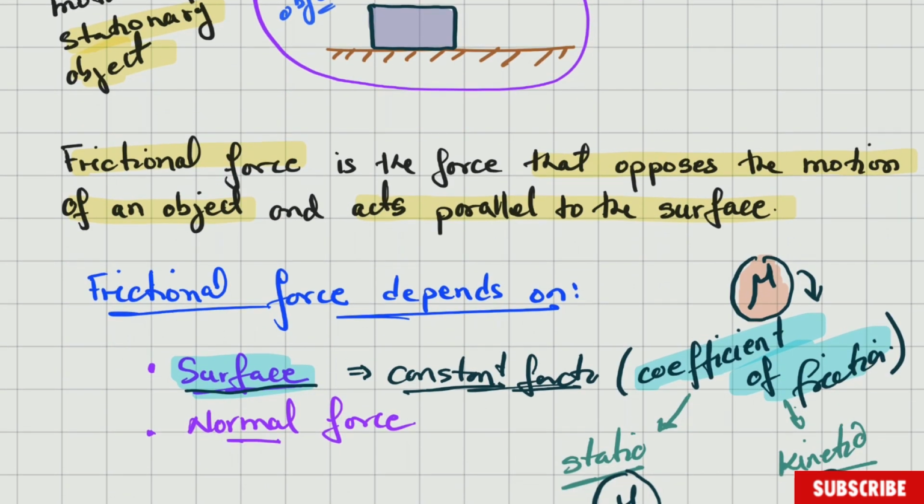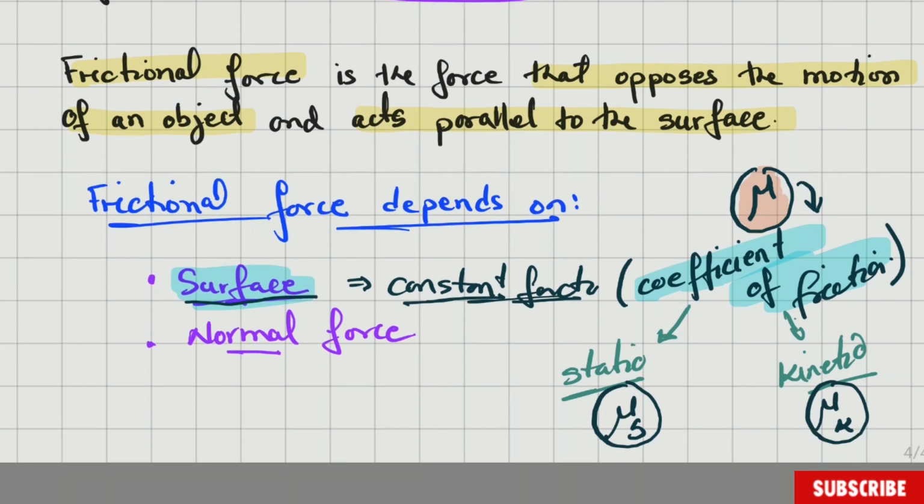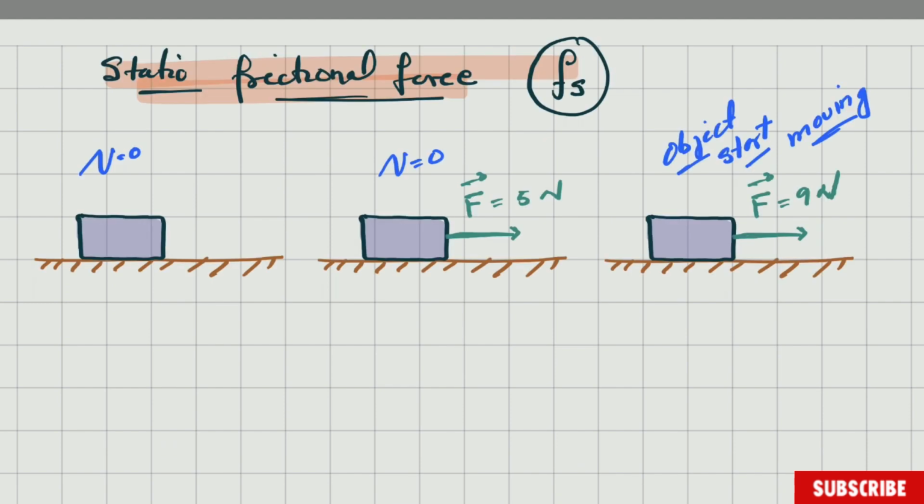So now we're going to speak about the static frictional force real fast. Okay, so we're going to go to a new page and speak about the static frictional force. Let's look at these three scenarios. The first one, the object is not moving, the object is not trying to move, and therefore the frictional force here is zero. There is no friction, no static, no kinetic.